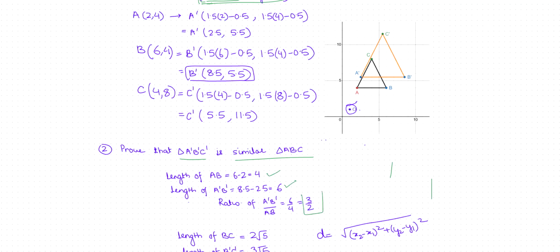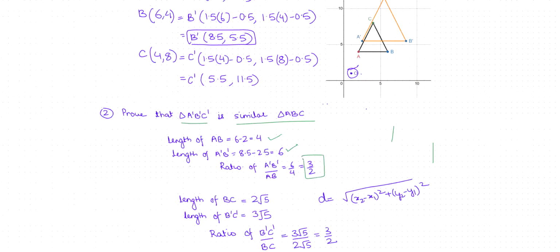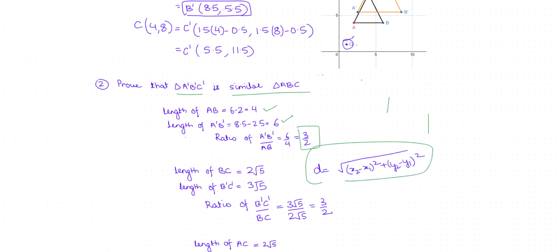Now for the lengths of BC and B dash C dash, we have to use the distance formula. So we find the length of BC as 2 root 5 and B dash C dash as 3 root 5 using this formula. So the ratio of B dash C dash over BC is 3 root 5 over 2 root 5, which is 3 by 2.